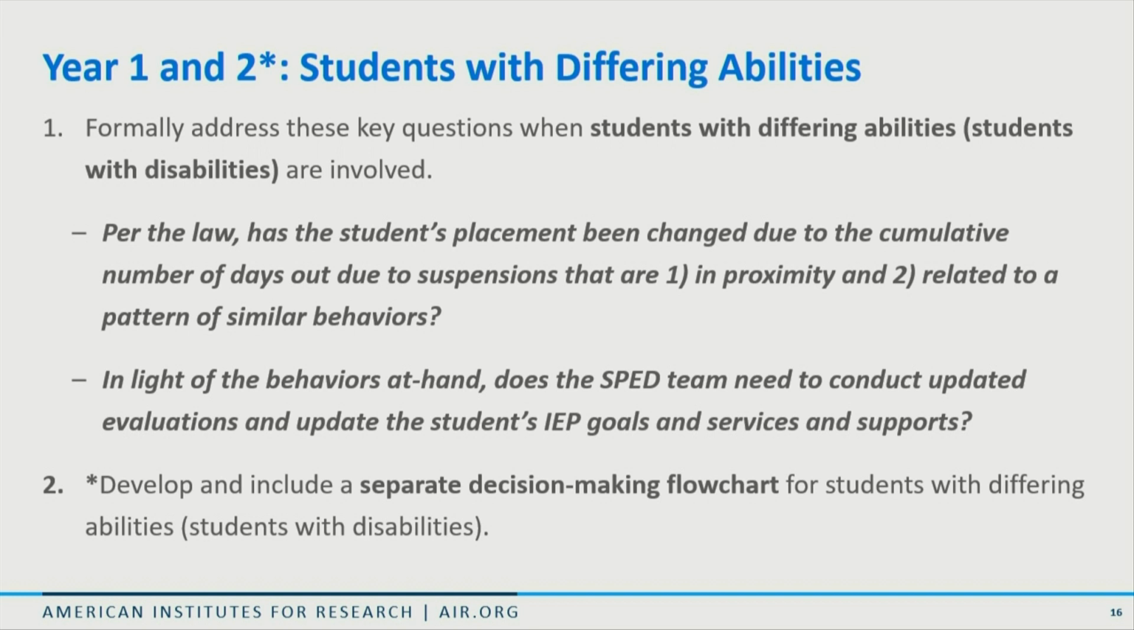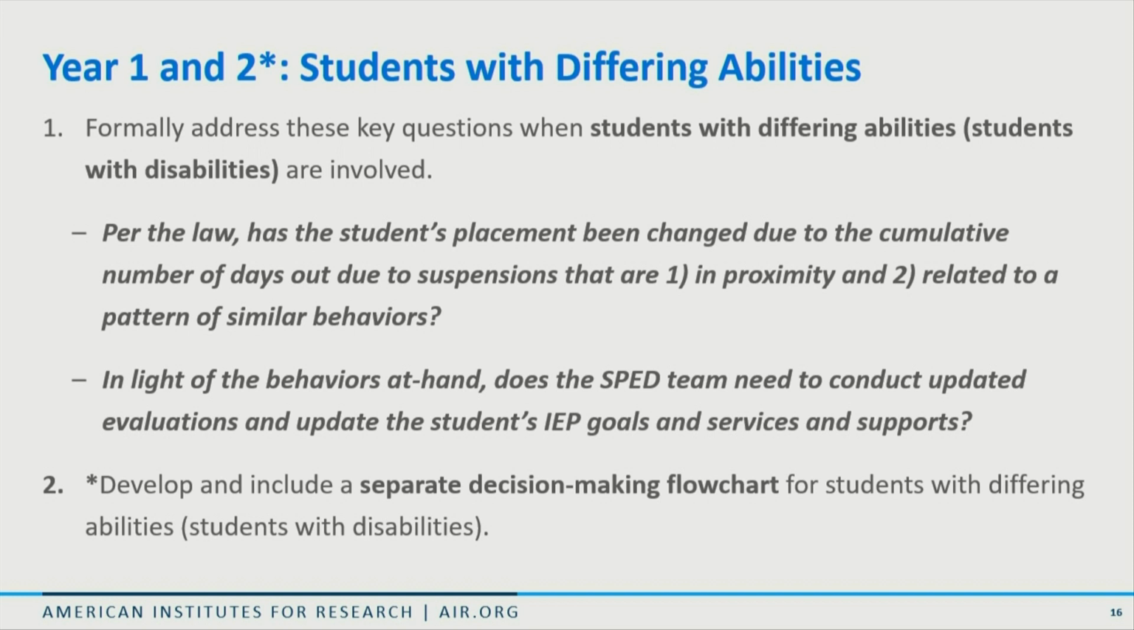Year 1 and 2 recommendations with students with differing abilities. We suggest that you formally address these key questions when working with students with differing abilities. And you did a very, very solid job, I think, of articulating or trying to gather whether or not it was a manifestation of a student's disability and whether or not the IEP is up to date or needs to be updated, or if it was poor implementation. But this key piece here is considering whether or not it's a change of placement.